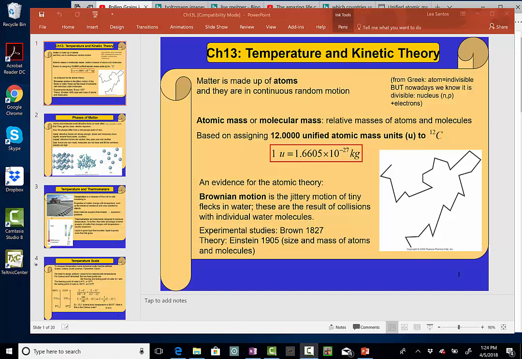Okay, so this is chapter 13, titled Temperature and Kinetic Theory. But as you will see, we won't really see too many new topics. It's not really new material. One of the main topics of this chapter is PV equals nRT, that you're very well familiar with. Well, let's start with the discussion.